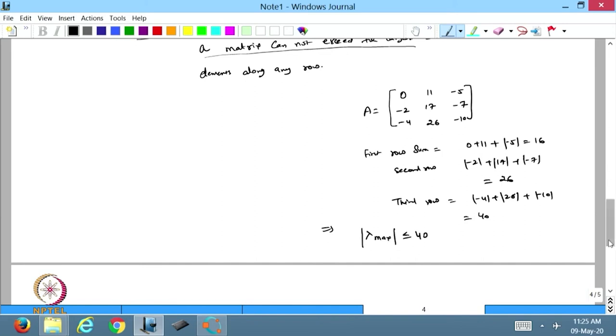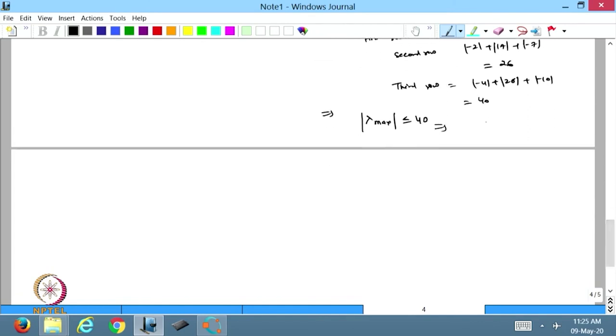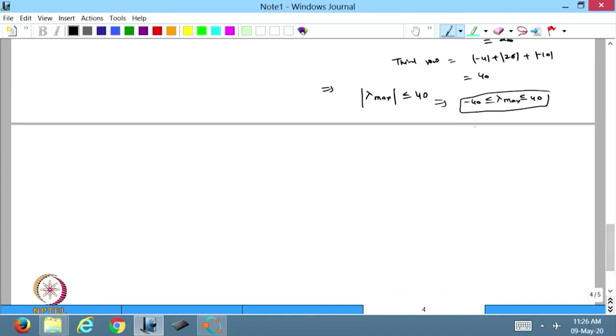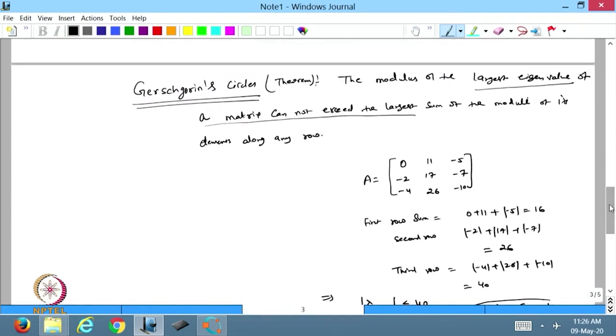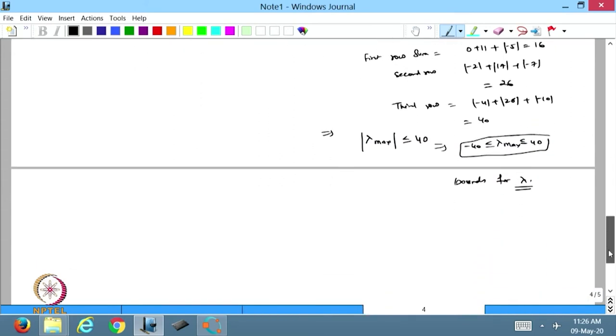So from here you can even define the range, which will be minus 40 up to 40. We can see that all the eigenvalues of this matrix are lying between minus 40 and 40. So that is the bound for lambda. This is the way we can find it. So, let us do the proof of the theorem.